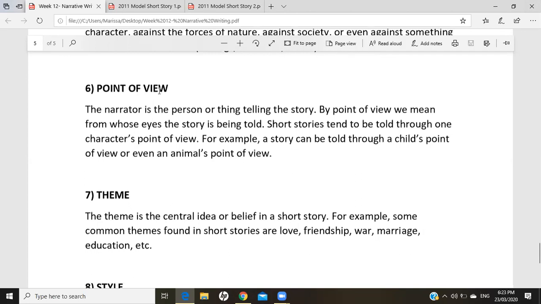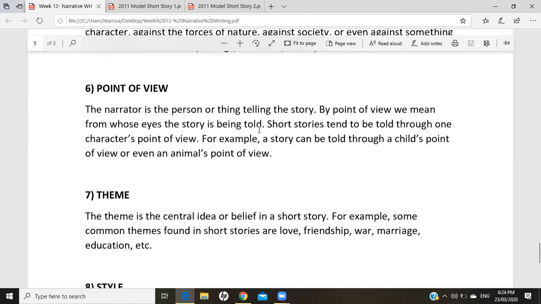Number 6 is point of view. So Sanjay, this is what you were talking about, and even Denzel mentioned this. So point of view, the narrator is the person or thing telling the story. So remember I said that the story can be told from a person's point of view. Maybe a thing is telling it, or even an animal is telling the story. So by point of view, we mean from whose eyes the story is being told. So is the story being told from a little girl's point of view? So whose eyes is the story being told from?